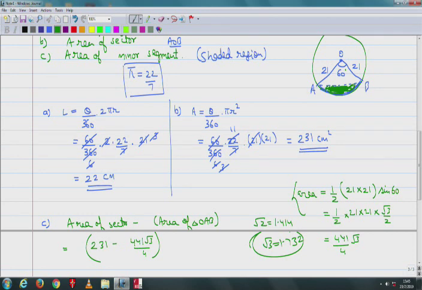And please, you have to do a lot of practice in these questions, because in these questions there are only two formulas, but there is a lot of calculation. So make sure that you are not doing anything wrong in the calculation.